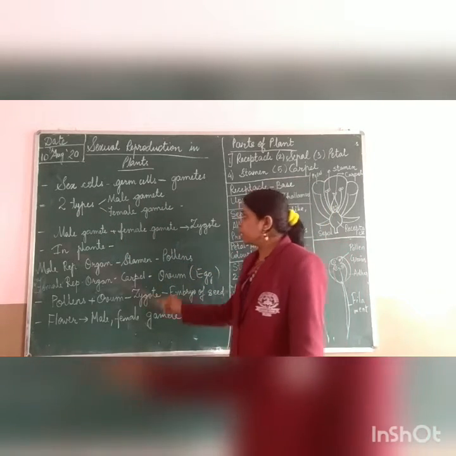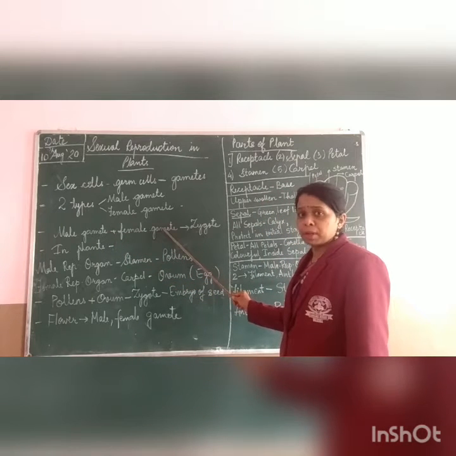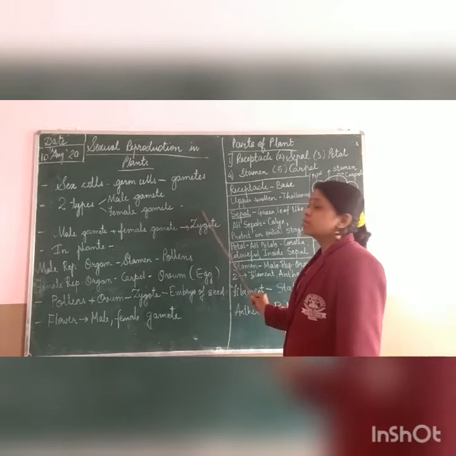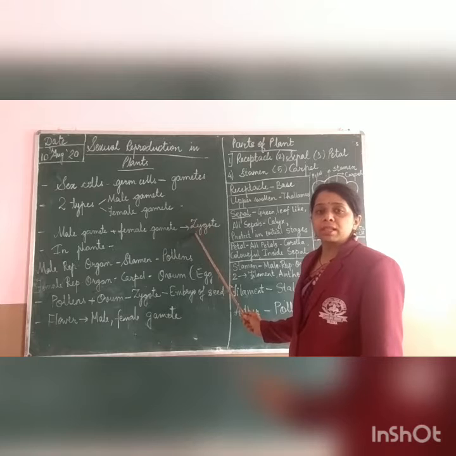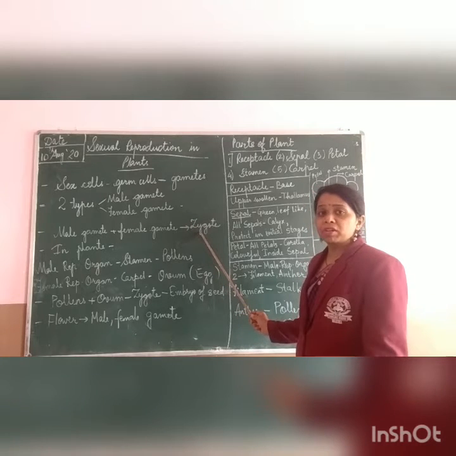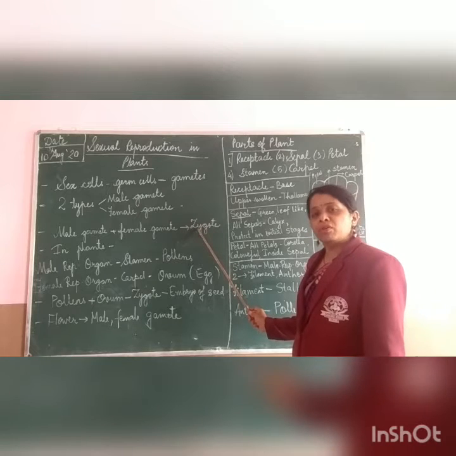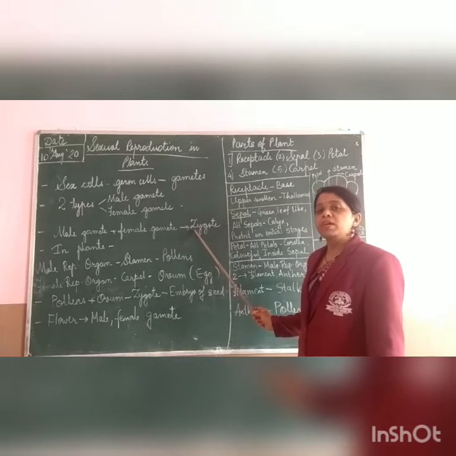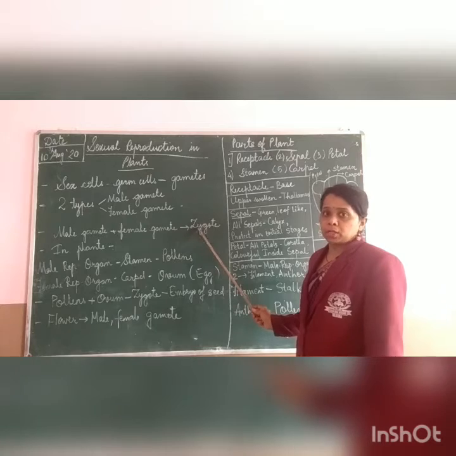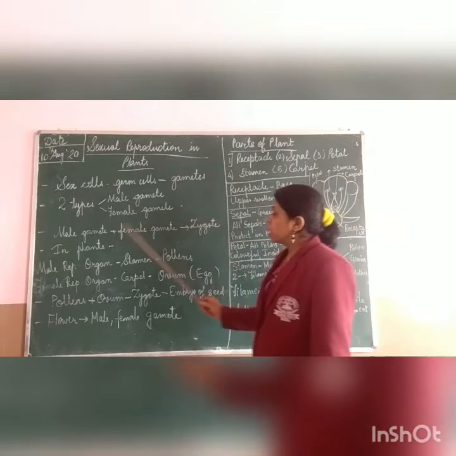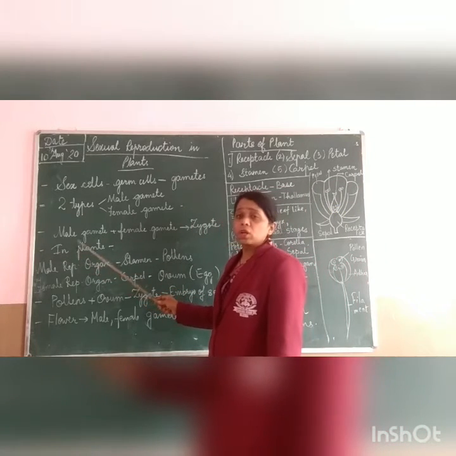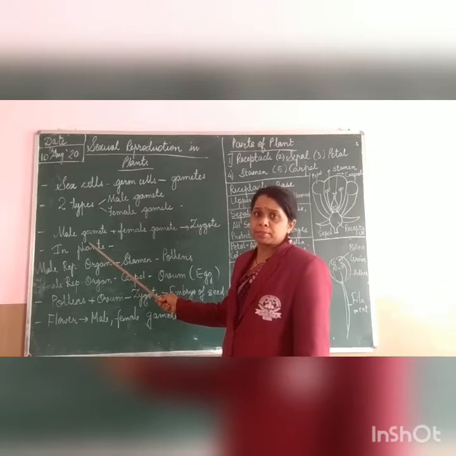When the male gamete fuses with the female gamete, what is formed? Zygote is formed. Zygote is nothing but the baby, the first stage of a baby. After getting proper nourishment, the zygote will develop into a new plant. Now let us discuss sexual reproduction in plants.